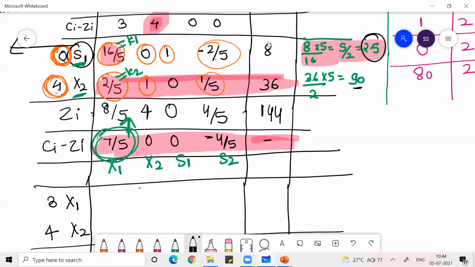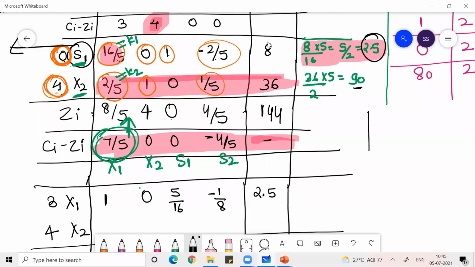So 16 by 5 divided by 16 by 5 would be 1. So this would be 0. 0 divided by anything is 0. 1 divided by 16 by 5 would be 5 by 16. Minus 2 by 5 divided by 16 by 5 would be minus 1 by 8, and 8 divided by 16 by 5 would be 2.5. Clear?